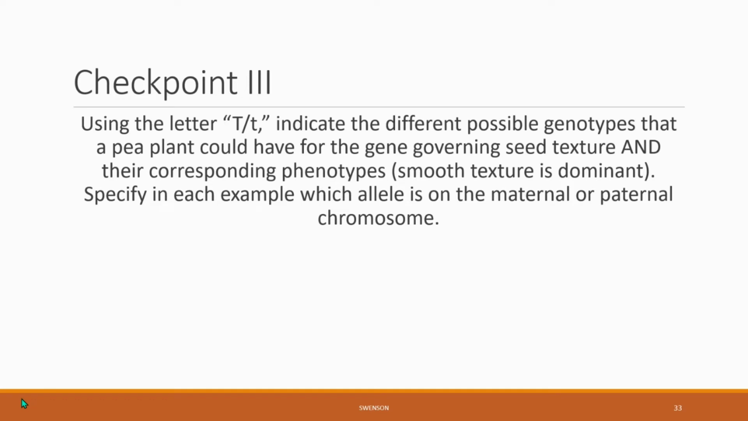Checkpoint 3. Use the letter capital T/lowercase t to indicate the different possible genotypes that a pea plant could have for the gene governing seed texture. Remember, we're doing genotypes here. And their corresponding phenotypes. Remember, smooth texture is dominant. Specify in each example which allele is on the maternal or paternal chromosome.